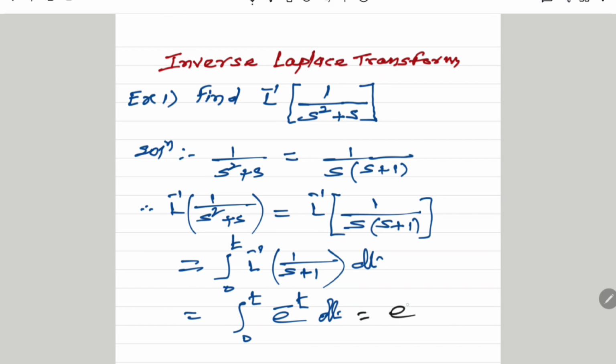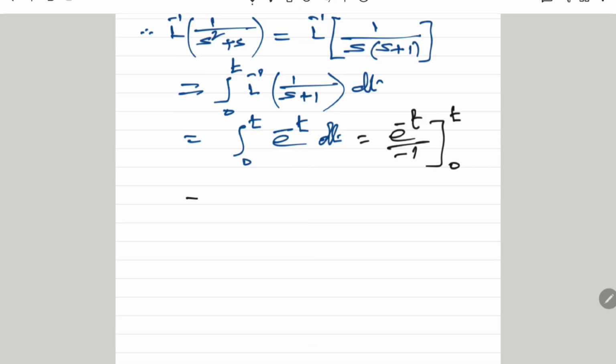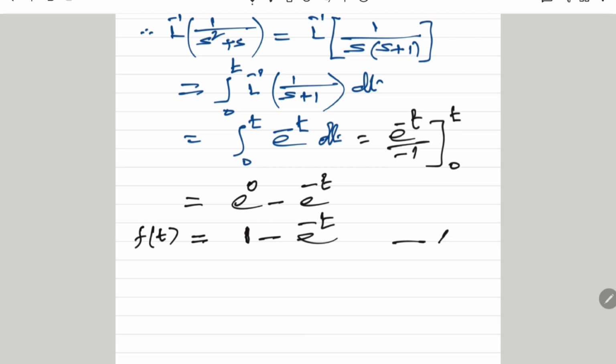integration of e raised to minus t is e raised to minus t by minus 1, limit from 0 to t. Cancelling that minus sign by changing the limits, 0 becomes upper, t becomes lower, therefore e raised to 0 minus e raised to minus t, but e raised to 0 is nothing but 1, so 1 minus e raised to minus t is the inverse Laplace of that first example. This is the required answer.